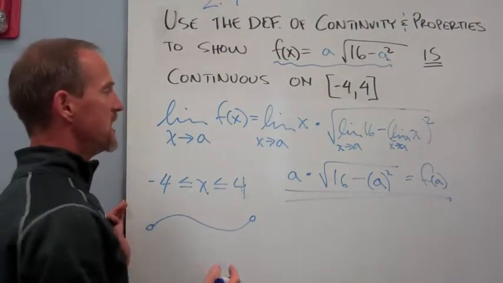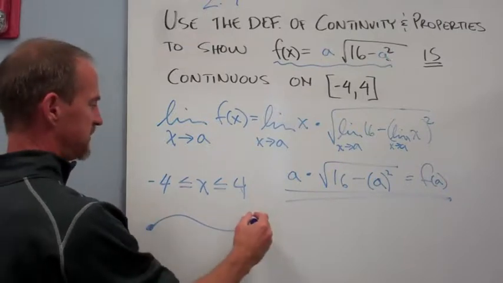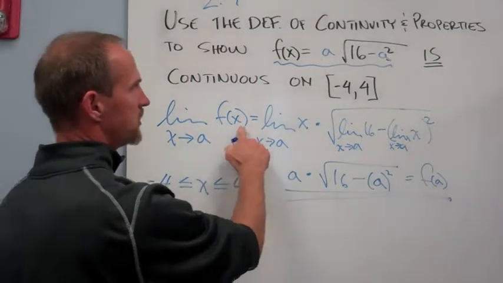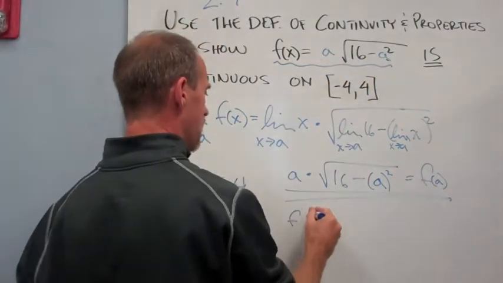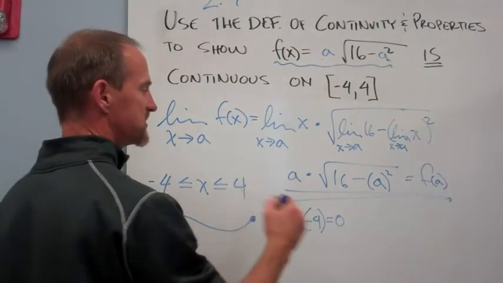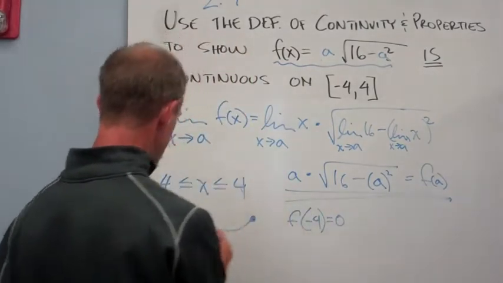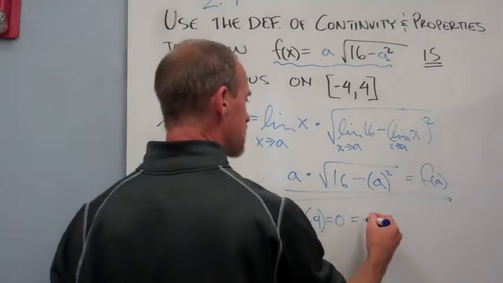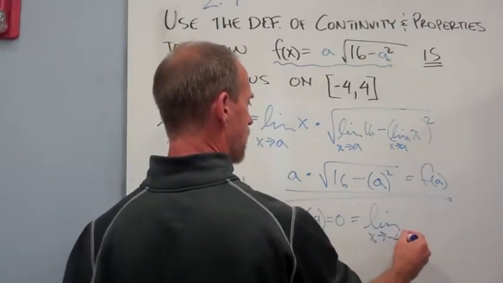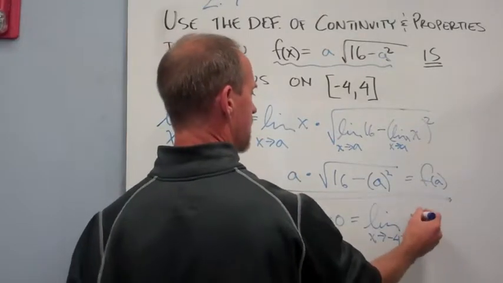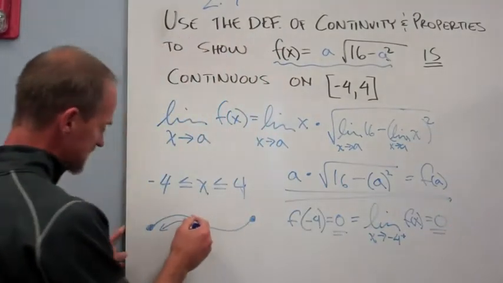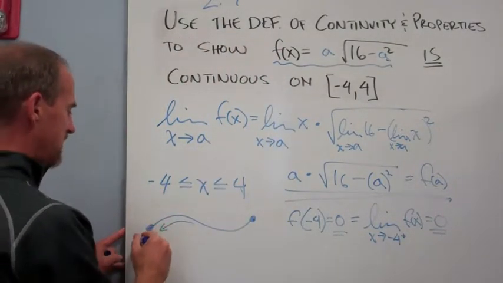Then all we really need to do is look at the endpoints to see, are those in fact filled in? Well, when I plug in -4 into my function, f of -4 is equal to 0. That's the very value of the limit as x approaches -4 from the right. That limit is equal to 0. So these agree, and that means it's continuous from the right at -4.